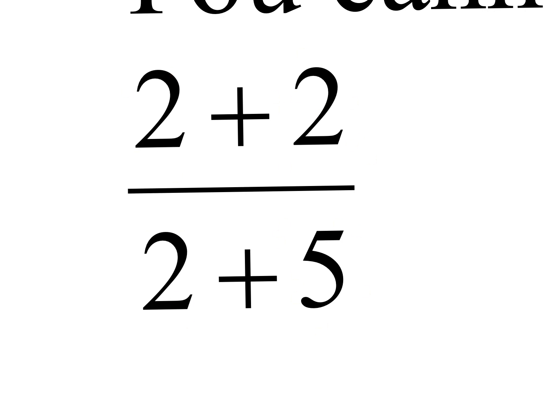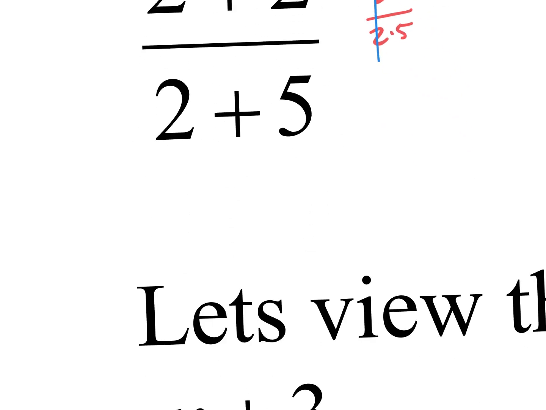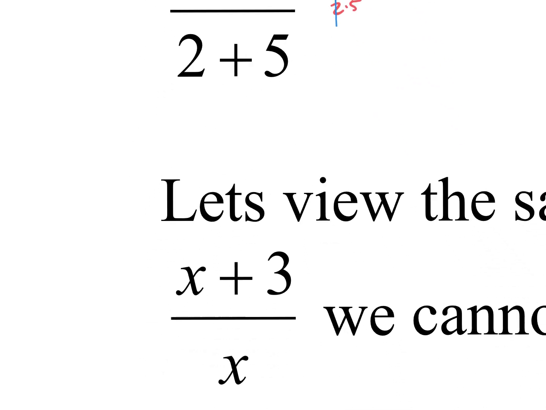But if it were multiplication, then you could, right? If it were a 2 times 2 and a 2 times 5, then yeah, you could cancel out the 2's and the answer would be 2/5. But because there's addition, or even if there were subtraction, you cannot cancel. Okay, so let's understand that you need multiplication in order to cancel.